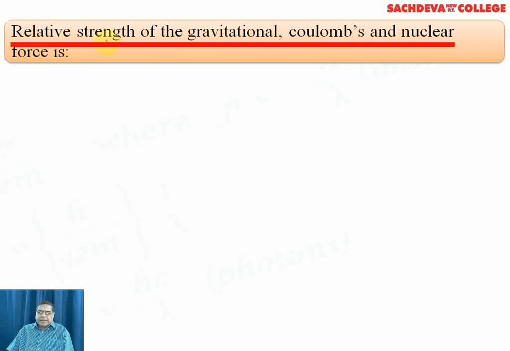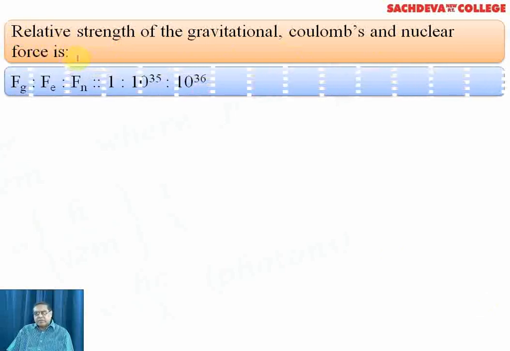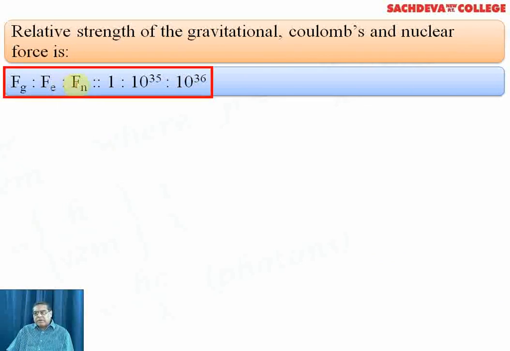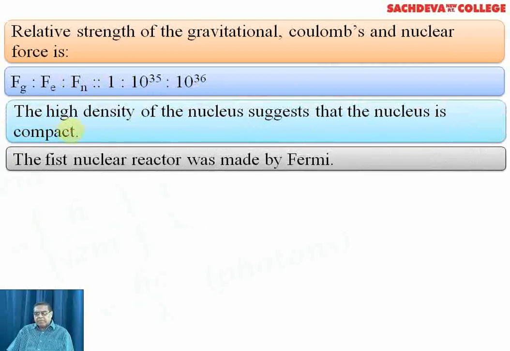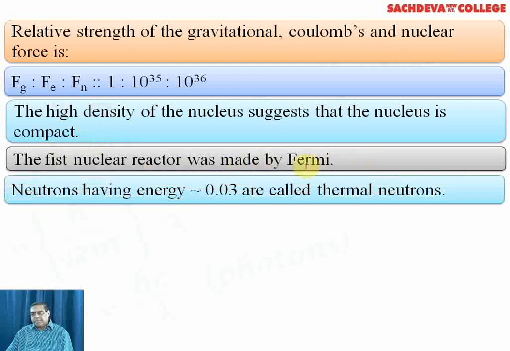The relative strength of the gravitational, Coulomb, and nuclear forces, which I have already explained, goes from gravitational towards nuclear force as 1 is to 10 to the power 35 is to 10 to the power 36. The high density of the nucleus suggests that the nucleus is compact. The first nuclear reactor was made by Fermi.